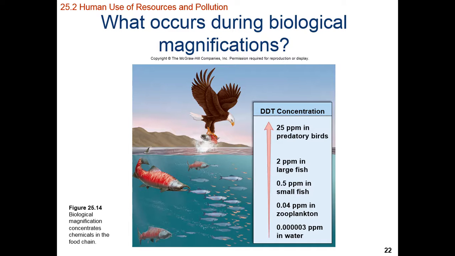DDT used to be a very common pesticide, and it was found that DDT was being biomagnified within predatory birds, such as the American bald eagle. A big downside of DDT is that it would cause the eggs from an American bald eagle to be very thin, and when the mother bird would sit on her eggs, she would crush the eggs and kill her offspring before they could be hatched.